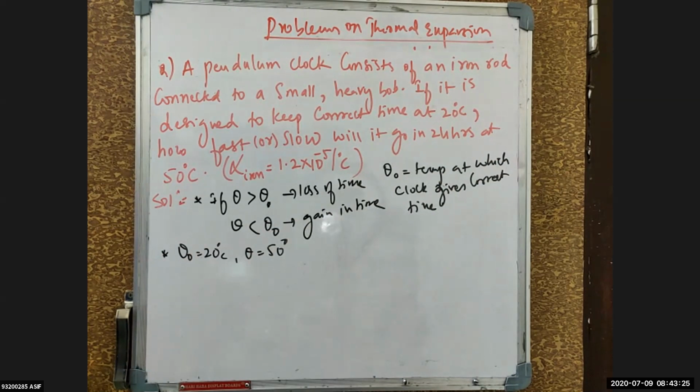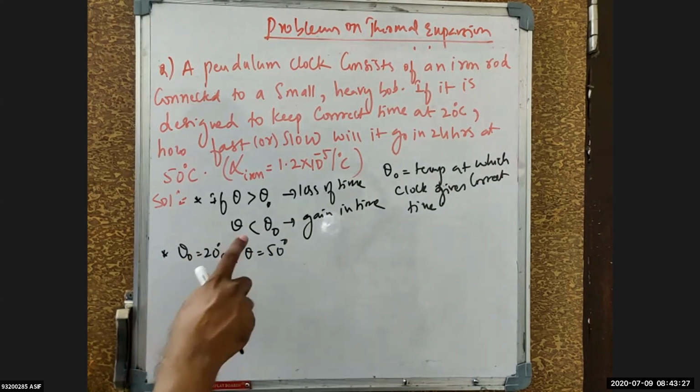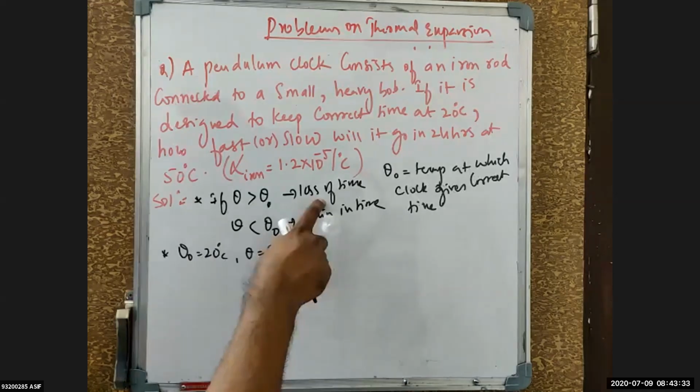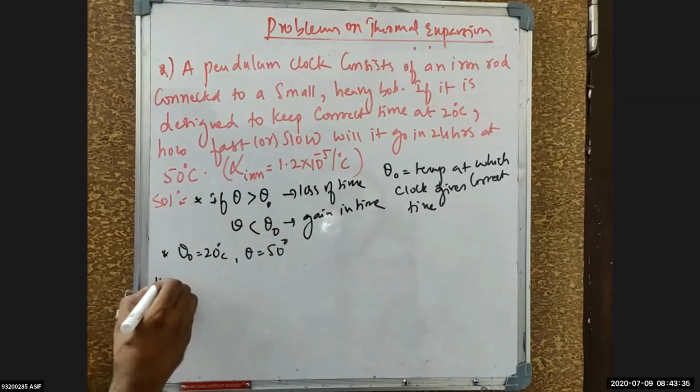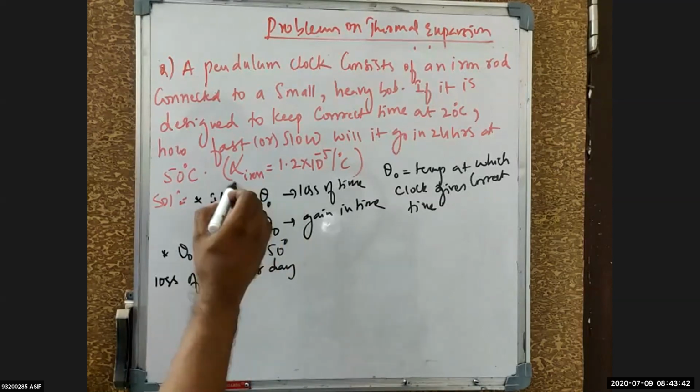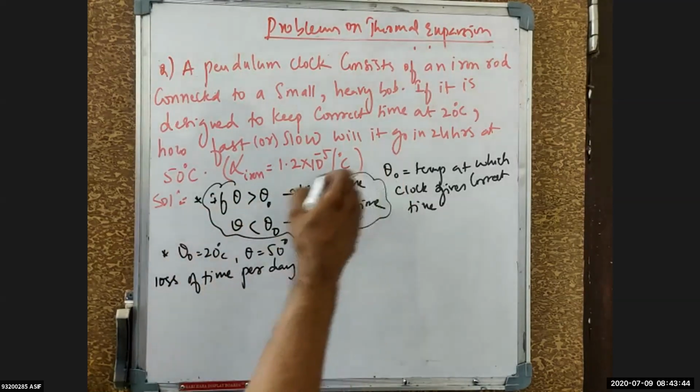Now see the relation right now. Will there be loss of time or gain of time? Theta is greater than theta naught, so that means there is a loss of time. So I can write here loss of time per day. I hope you got an idea how to identify which is losing and which is gaining, beta.